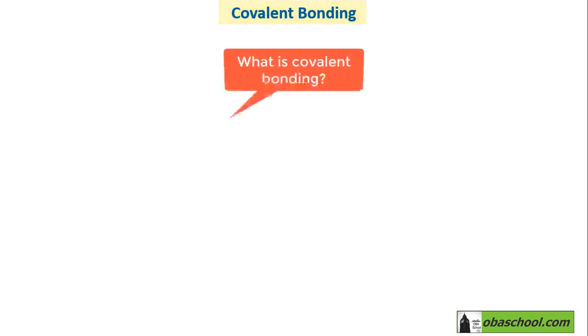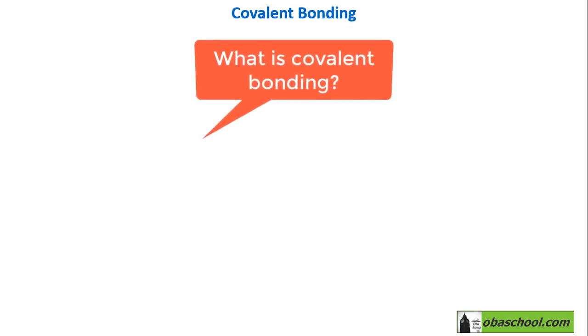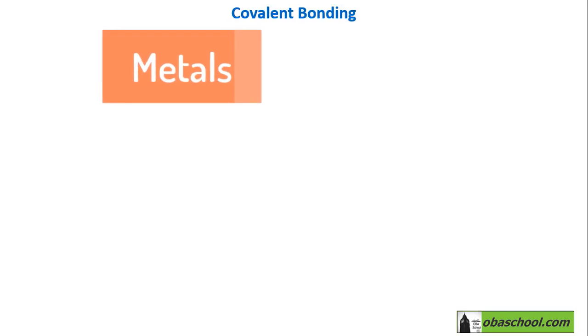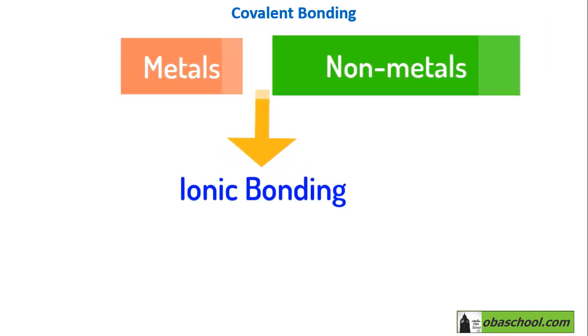When does covalent bonding occur exactly? We have already seen that reactions between metals and nonmetals usually result in compounds with ionic bonding. We observed that in the previous videos.